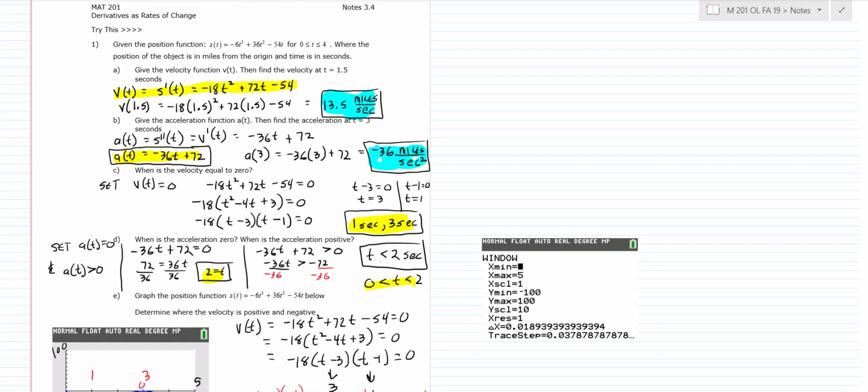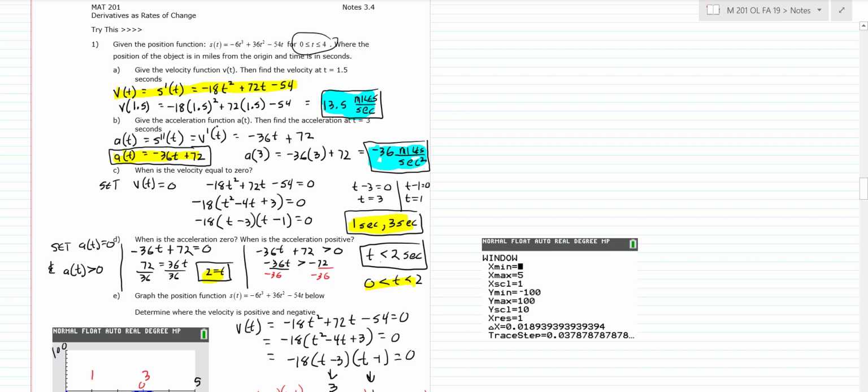Okay, so let's look over the answers you should have got, and then this will be the end of this part of the video. So the first one, the velocity is the first derivative. So you should have got negative 18t squared plus 72t minus 54. And you're only supposed to look at this from 0 to 4 seconds. And so we got that. So plug in the 1.5. If you evaluate the velocity at 1.5, you'll get 13.5 at that point in time.